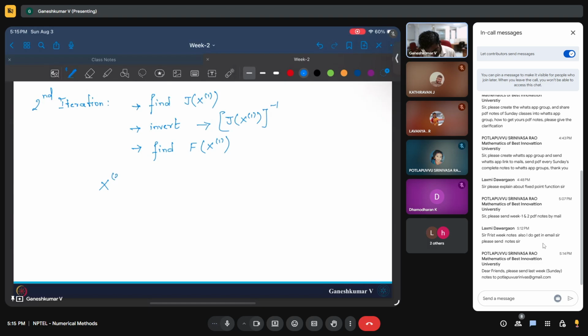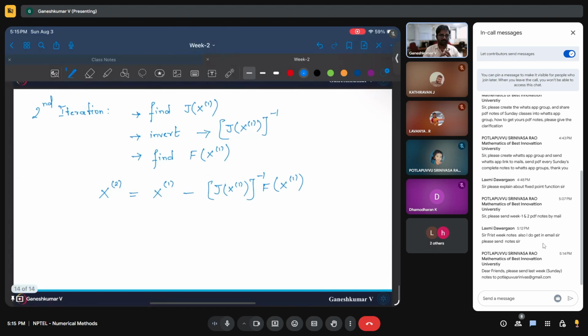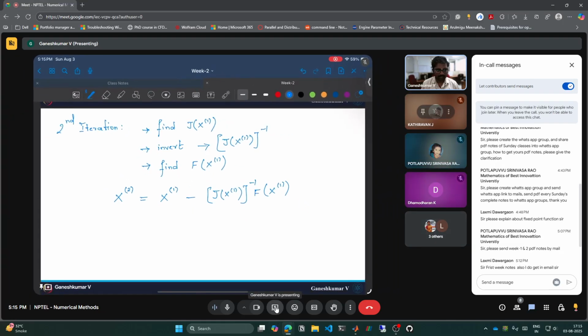x of 2 is equal to x of 1 minus Jacobian of x of 1 inverse times function of x of 1. Okay, you can continue doing this, and this is for the second iteration. Similarly, once you find x of 2, you can do it for the third iteration, and you keep doing this, and you will eventually find the solution. So for example, I will show you MATLAB code written for this.